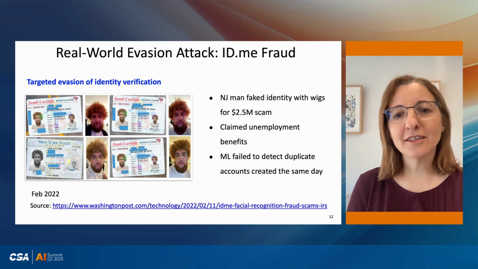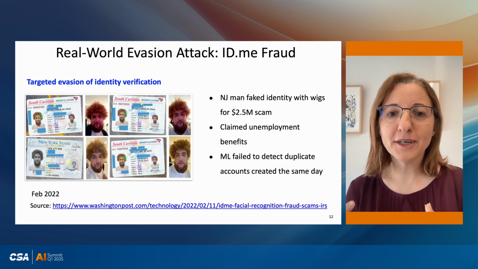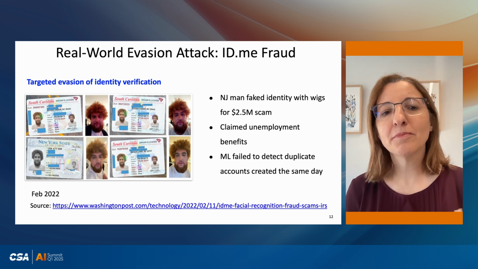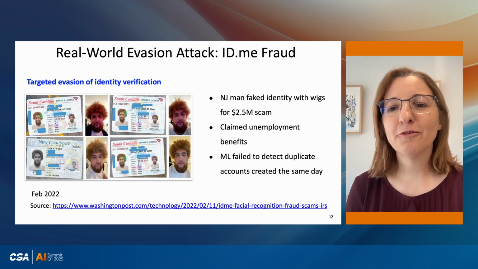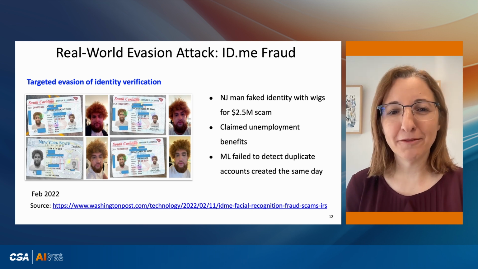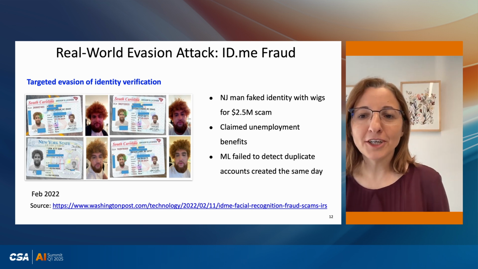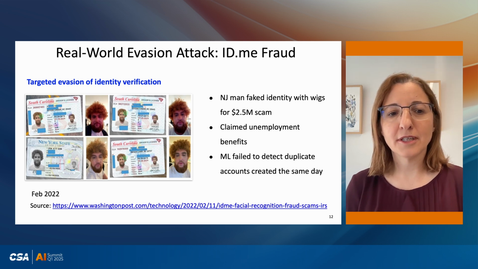And interestingly, the ML system worked to some extent as it matched the face of the person to the user ID, but it was unable to find the duplicate user already in the system, so the person was able to create multiple accounts with the same face, but of course with wearing different wigs. And this is a successful example of a targeted evasion attack against an identity verification ML-based system.